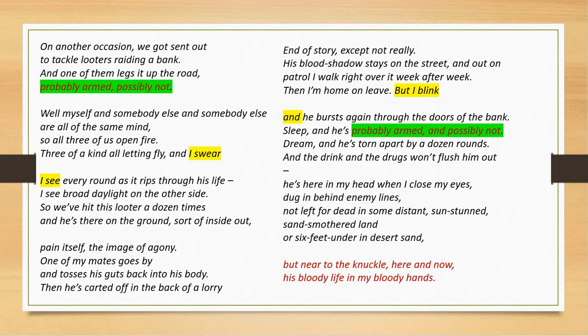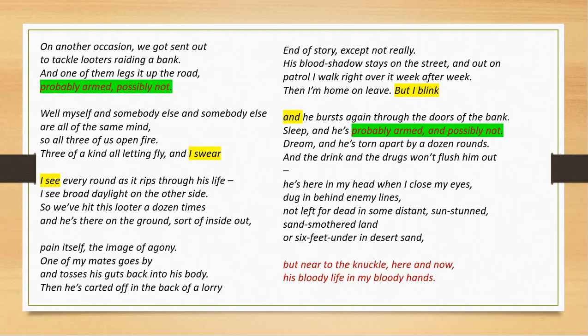End of story, except not really. His blood shadow stays on the street, and out on patrol I walk right over it week after week. Then I'm home on leave, but I blink and he bursts again through the doors of the bank. Sleep, and he's probably armed, possibly not. Dream, and he's torn apart by a dozen rounds, and the drink and the drunks won't flush him out. He's here in my head when I close my eyes, dug in behind enemy lines.